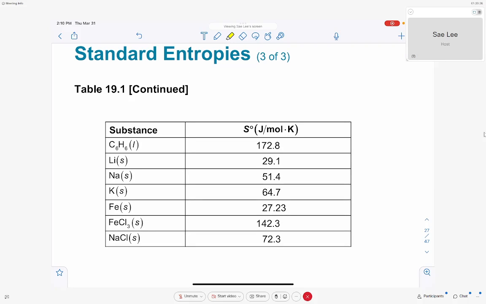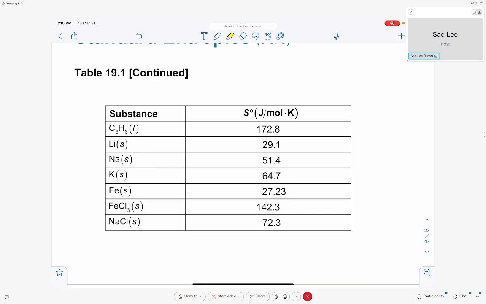Entropy is a measurement of element and compounds' disorder, right? By now you might question, it's pretty crazy that scientists were able to come up with the numerical values to determine the degree of disorder, but here we go, they did it. These are the numerical values to represent how much chaos, how much disorder they have.